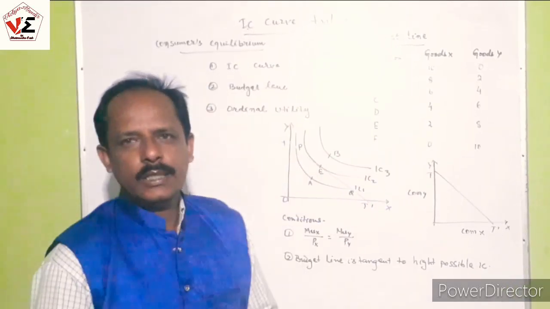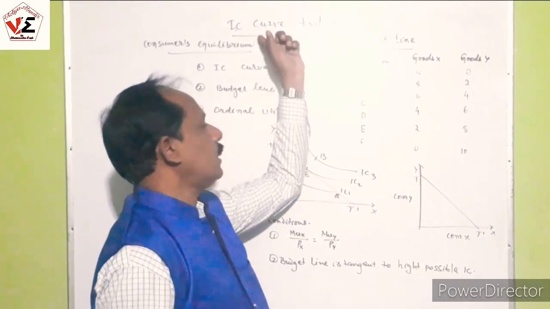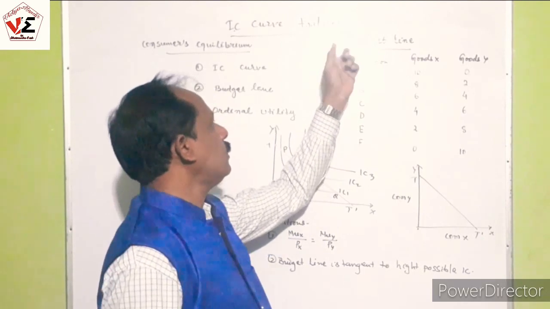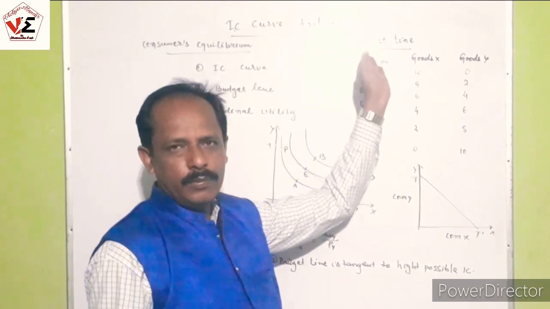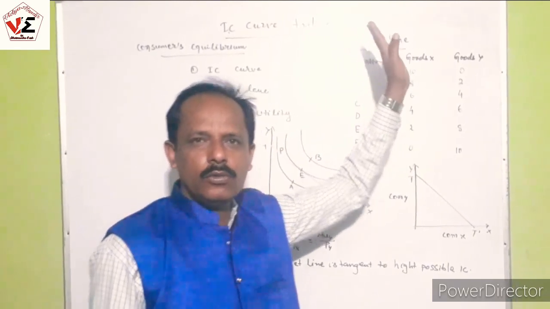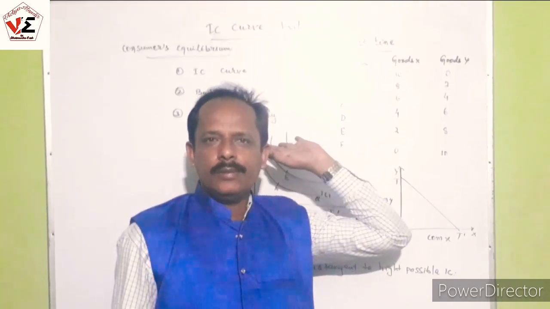बच्चों आज हम पढ़ेंगे सेकंड पार्ट ऑफ इंडिफरेंस कर्व, and that show that consumer equilibrium and budget line, how the consumer achieve equilibrium through the ordinal utility.